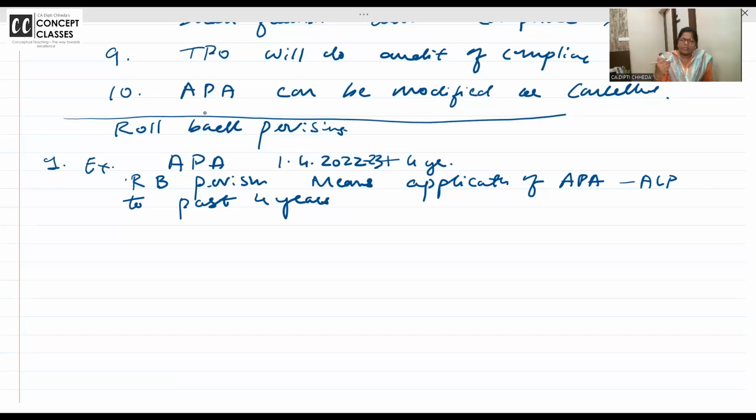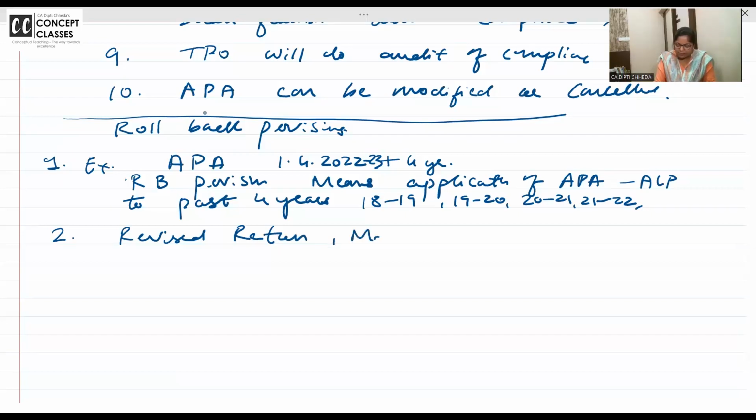तो पास्ट 4 years मीन्स 21, 22, 20, फिर 19, 20 और 18, 19. ये पास्ट 4 years के भी अगर कहीं कुछ प्रॉब्लम है तो we can apply the advance pricing agreement. But sir, you have already filed the return for that year, no? So we will file revised return, and we call it as modified return. Revised return or modified return for that year.